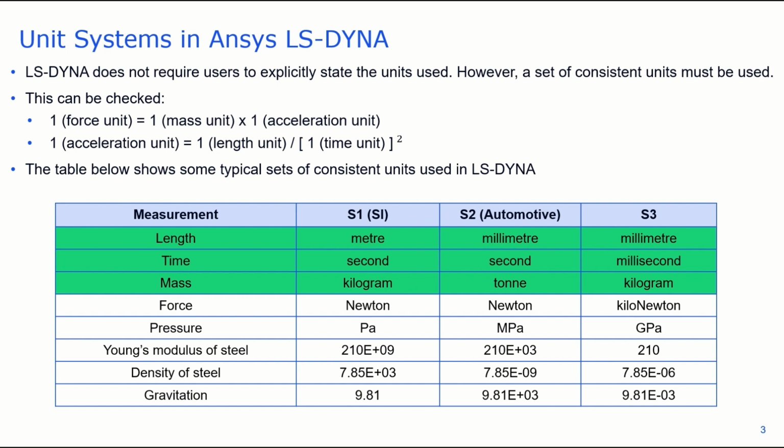For example, the S2 unit system is most commonly used in the automotive industry, where length is defined using millimeters, time in seconds, and mass in tons. Some example values of the Young's modulus and density of steel, alongside the value for gravitational acceleration, are shown below for models using the S2 unit system. Using these guidance values is a good way to check whether your model is in the correct or expected unit system.